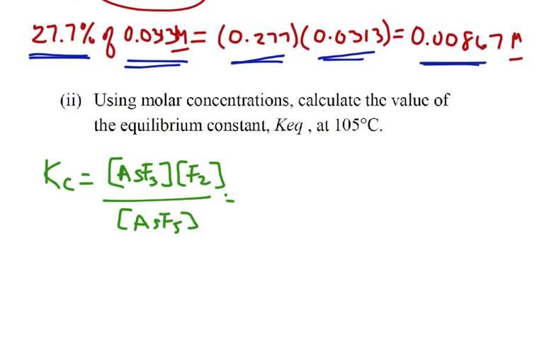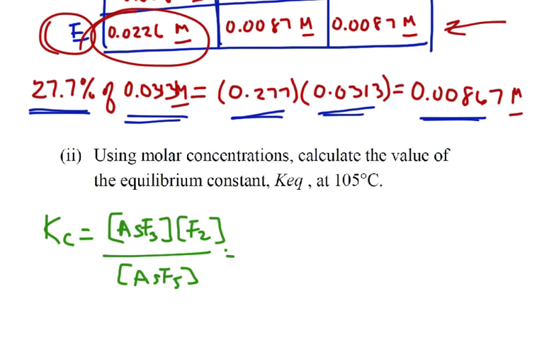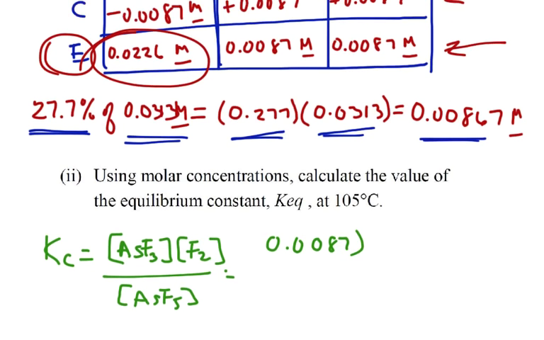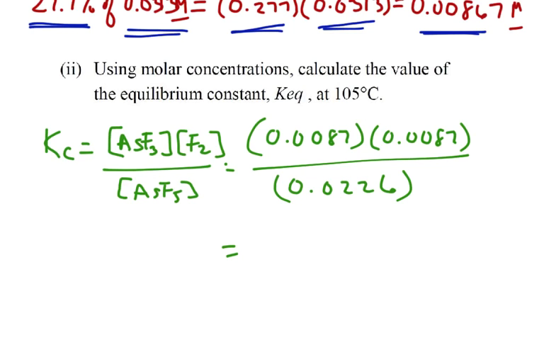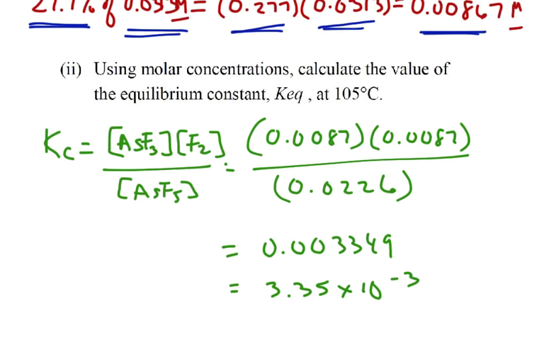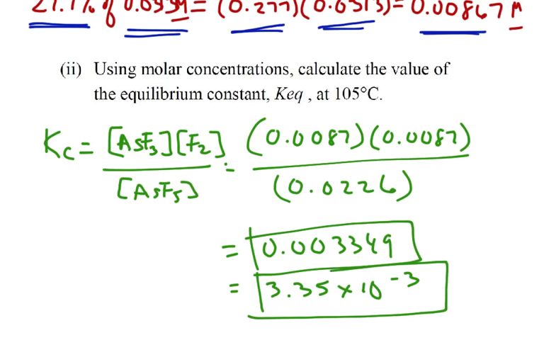For part II, we use the molar concentrations to calculate the value of the equilibrium constant. So now we can go back and use the values we just made. This is going to be 0.0087 for AsF3, 0.0087 here, divided by 0.0226 for my denominator. And that will come out to be 0.003349, and let's write that as 3.35 times 10 to the minus 3. Either of these answers would be perfect for this part. So we can calculate our value of Keq.